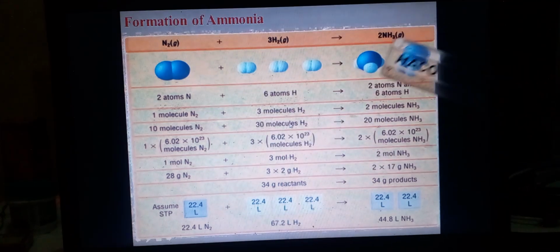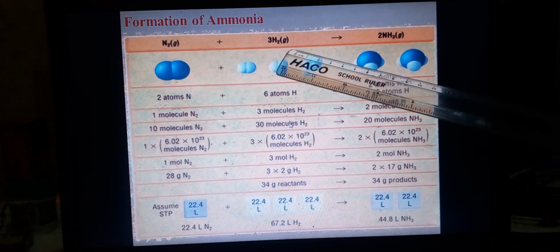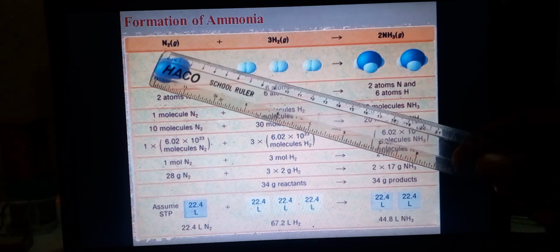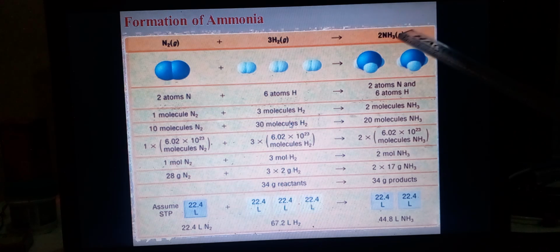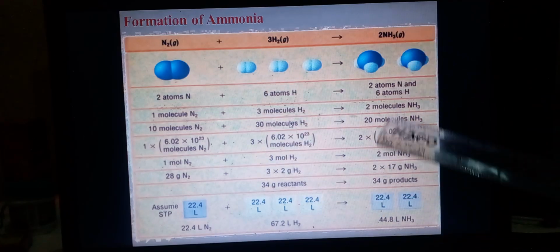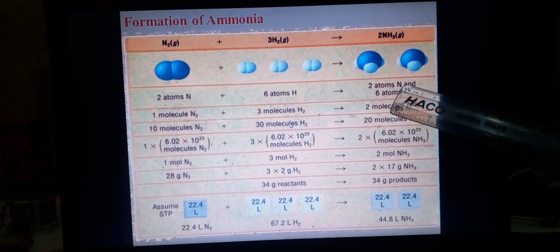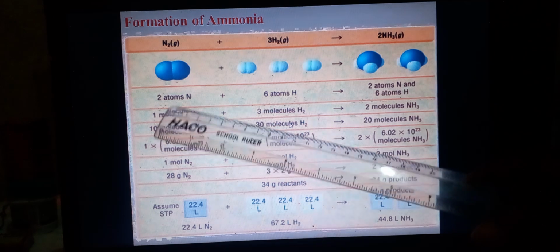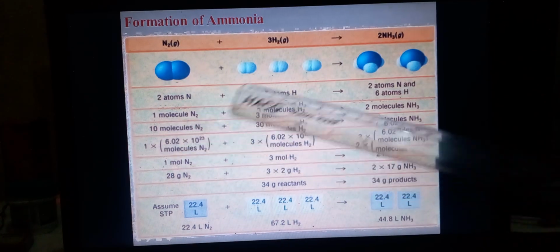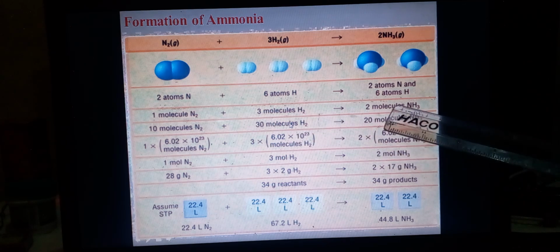How is ammonia formed? Remember, ammonia is formed by the reaction of nitrogen gas and hydrogen gas. So one molecule of nitrogen combines with 3 molecules of hydrogen gas to form 2 molecules of ammonia gas. So this one is just a representation. It means we have 2 atoms of nitrogen plus 6 atoms of hydrogen to give us 2 atoms of nitrogen and 6 atoms of hydrogen. So if you work out the total number, these 2 atoms of nitrogen form 1 molecule of nitrogen, 6 atoms of hydrogen form 3 molecules of hydrogen to form 2 molecules of ammonia.